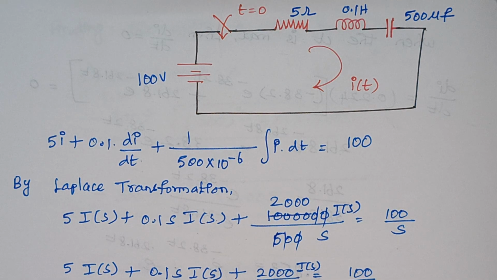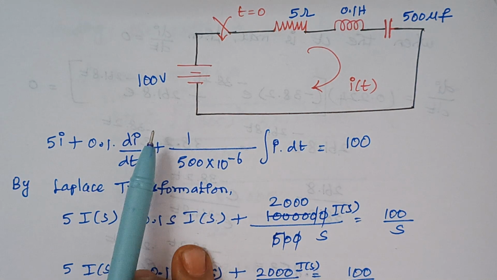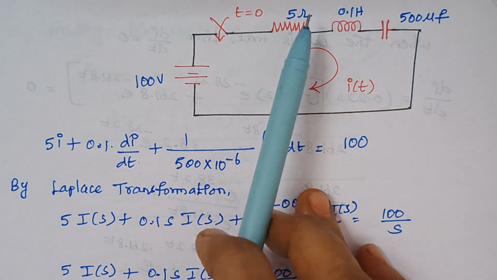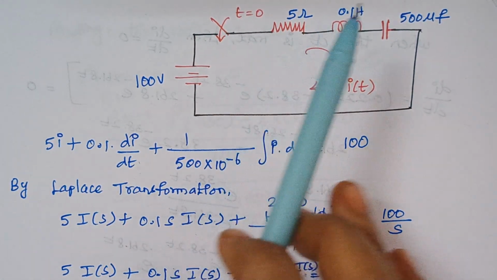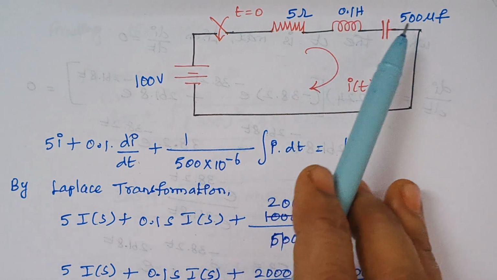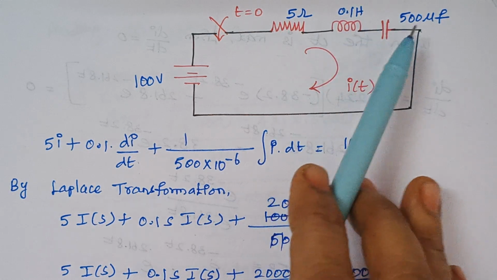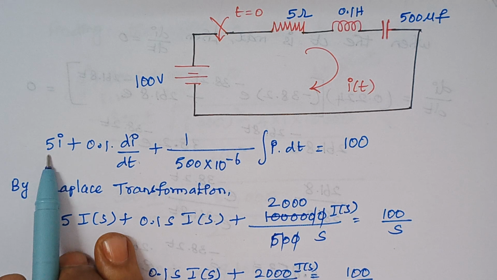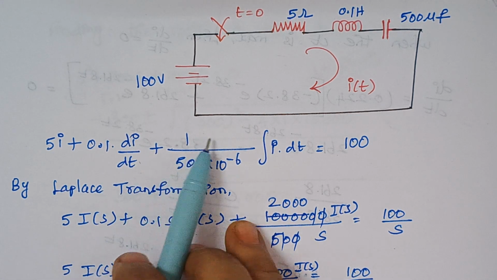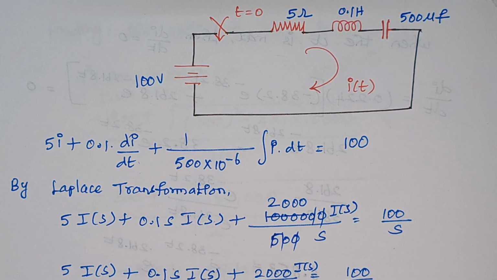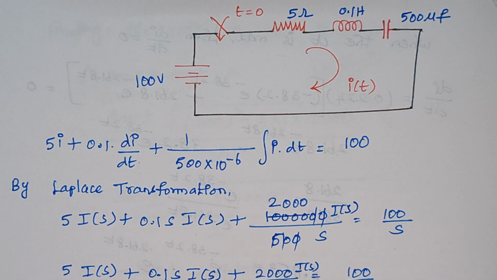So this is how our circuit diagram will look, right? The first step is we have to apply KVL. KVL is nothing but sum of voltage drops is equal to sum of voltage rises. Here the voltage drop across the resistor is I into R, across the inductor is L into di by dt, and across the capacitance is 1 by C integral of I into dt, right? Just substitute the values accordingly: I into R plus L into di by dt plus 1 by C integral of I into dt is equal to 100, right?